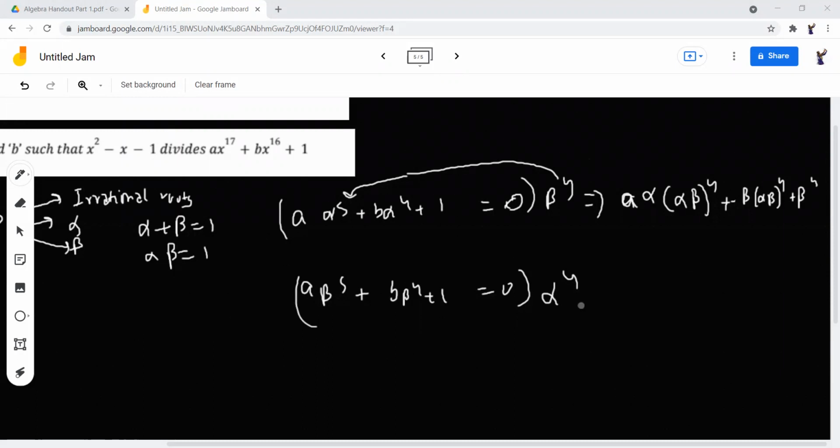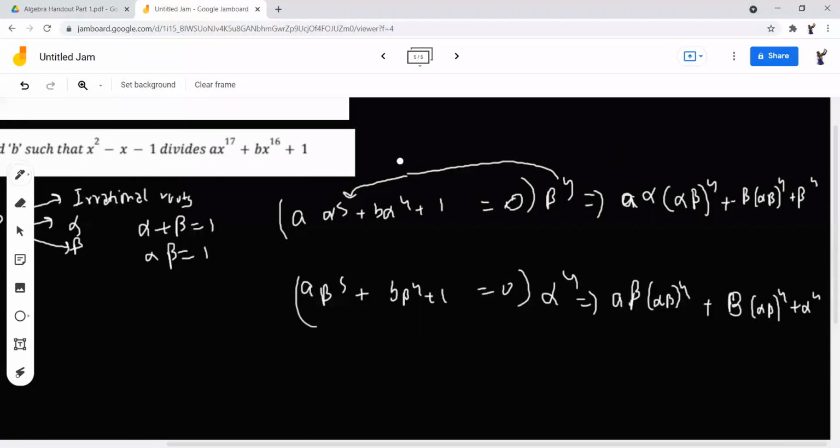And similarly, I'm just going to solve it here. I get a beta into alpha beta whole power 4 plus, sorry, this is b into alpha beta whole power 4 plus alpha power 4.